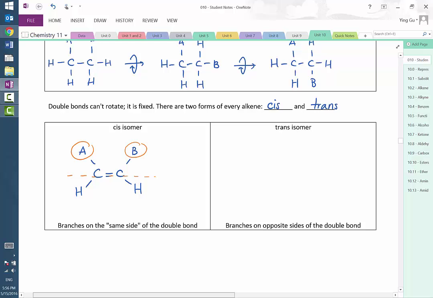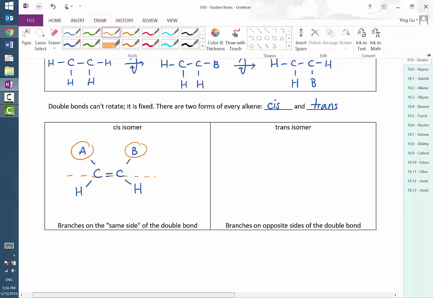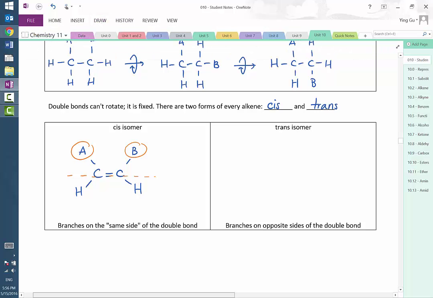Same side is called cis. Okay? Same side, cis. If the two branches, special features of that alkene, are on opposite sides of the double bond, so if we are looking at the double bond across here, we see that A and B are on opposite sides of that double bond.